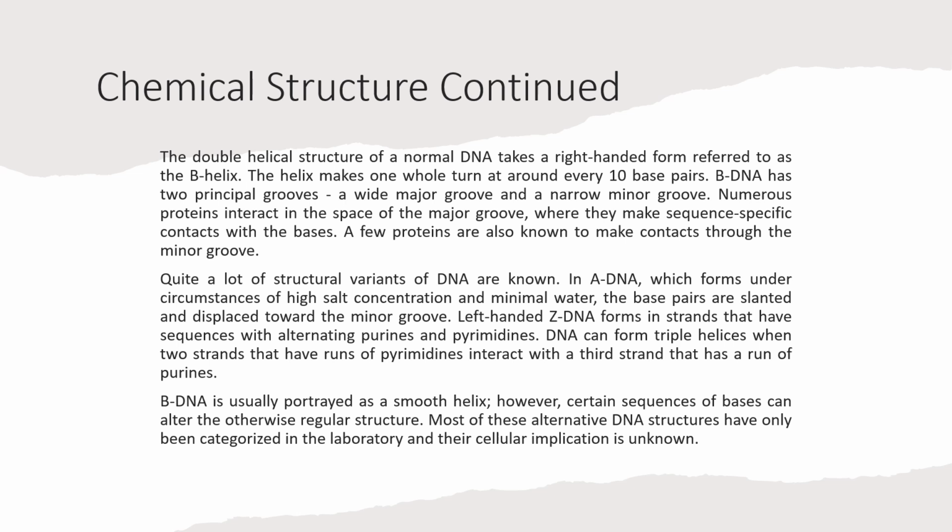a run of purines. B DNA is usually portrayed as a smooth helix. However, certain sequences of bases can alter the otherwise regular structure. Most of these alternative DNA structures have only been categorized in the laboratory, and their cellular implication is unknown.